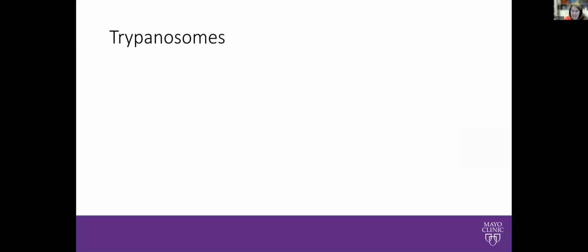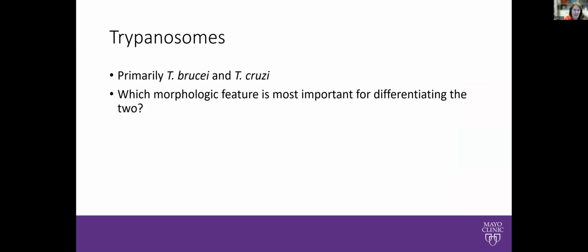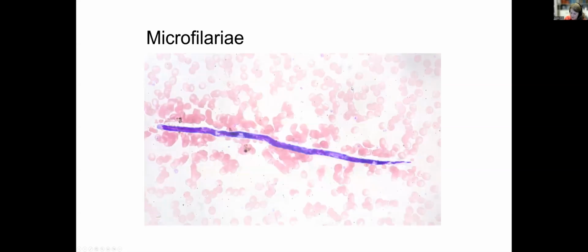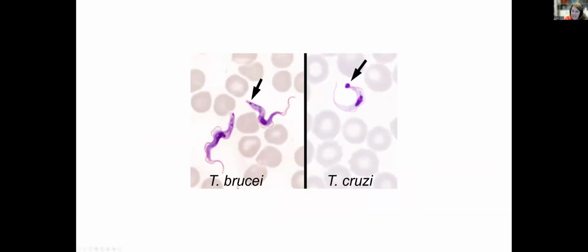Okay, moving on to the trypanosomes, we have T. brucei and T. cruzi as the two main ones. And do any of you know the main morphologic feature for differentiating them? So the answer is the kinetoplast. The size of the kinetoplast is most important for differentiating them. In T. brucei, it's small. In T. cruzi, it's large. Now, in Trypanosoma cruzi, often they form a C shape, but that's less reliable. Sometimes these guys form a C shape as well. So really, it's the size of the kinetoplast that's most important.